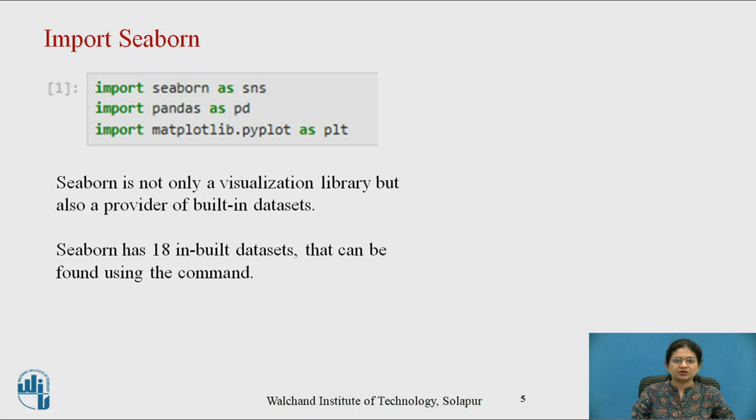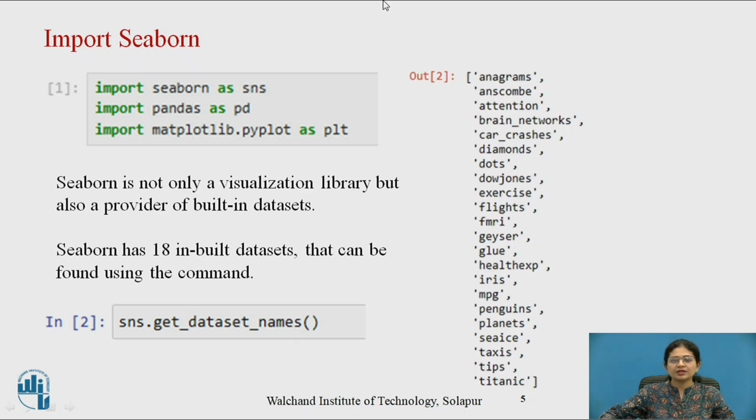Let's see relplot. But before drawing the relational plot, we need to import the Seaborn library. So, import seaborn as sns. This is the command for importing the Seaborn library. Seaborn is not only a visualization library but also a provider of built-in datasets. Seaborn has 18 inbuilt datasets that can be found using the command sns.get_dataset_names. So look here, a total of 18 datasets are displayed. In this video, we are using the Iris dataset, Tips dataset and the Titanic dataset.